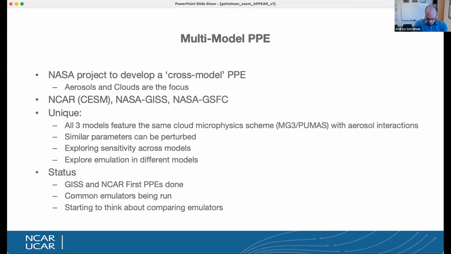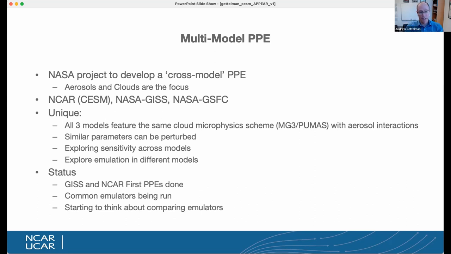And the last thing is, this is part of a multi-model PPE project that I'm leading, funded by NASA, to look at a cross-model PPE of clouds and aerosols. And we're using our model and the model that Greg talked about from GISS, and also the NASA GEOS model. What's unique is that we're looking at clouds and aerosols, and all three models feature the same cloud microphysics scheme in slightly different versions with aerosol interactions. So we can perturb the same parameters and see how they behave in different models, which is interesting. And we're also exploring the emulation in different models and even looking at that across models.